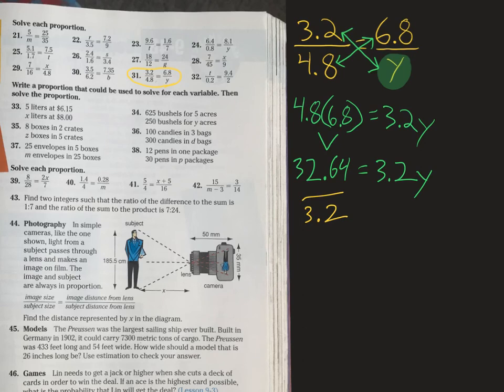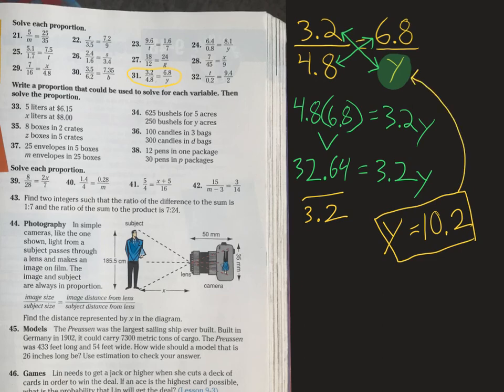So I've still got the 32.64 in my calculator. I'm going to divide by 3.2, and I get 10.2. So it ends up that y equals 10.2, and that's what makes the ratio equal. Okay, I could plug that right in there, and now it's a true ratio. Let me show you another problem.